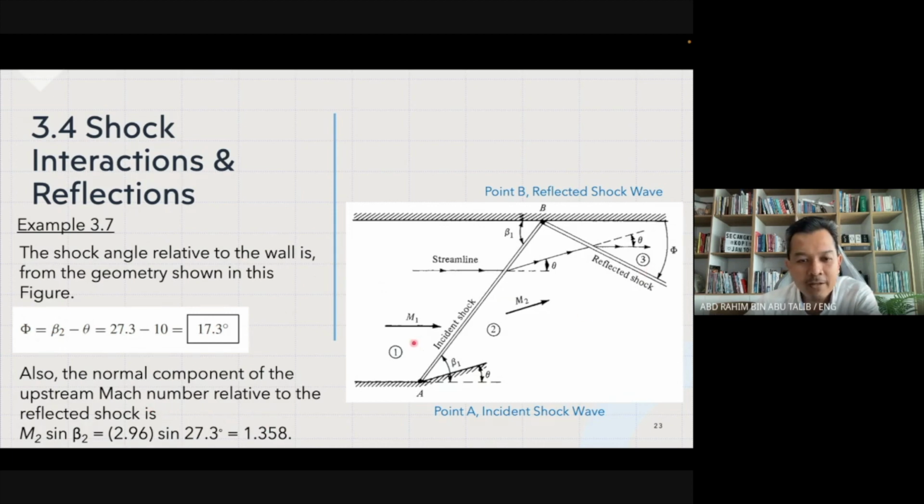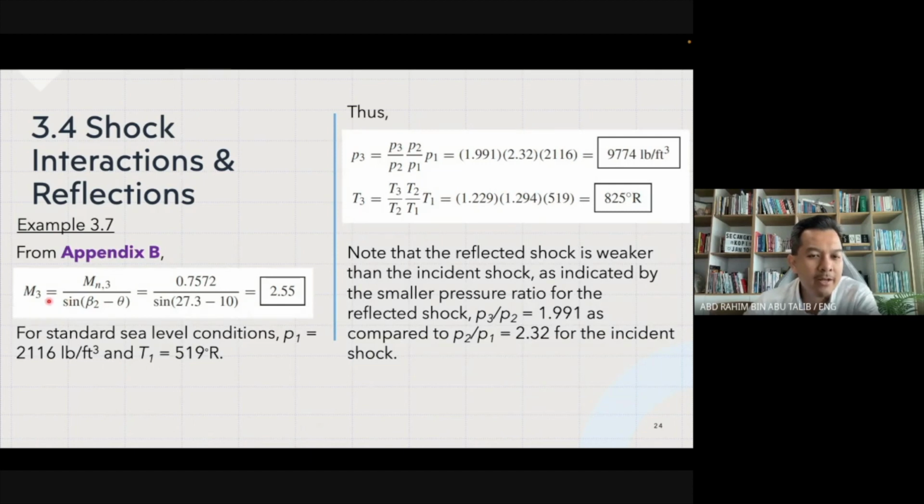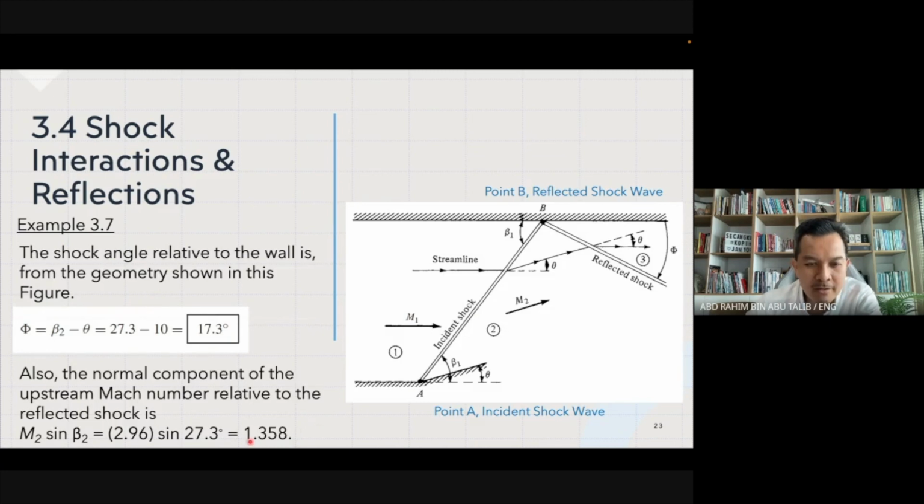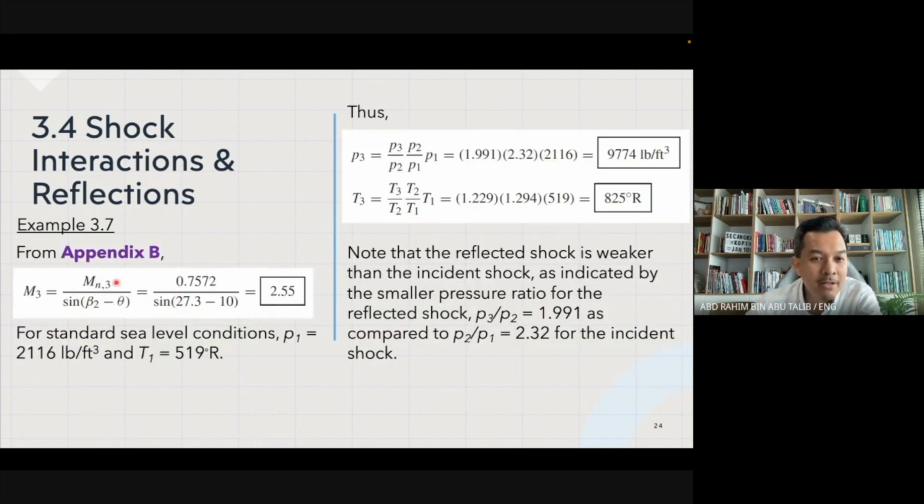Now Mn2 is 1.358, which is still more than Mach number 1. That's why it has a straight shock, right? So you get the Mn3 from Appendix B. Sorry, Mn3 is from the table from Appendix B, okay? And you put beta 2 as well as theta, you will get M3 equal to 2.55.